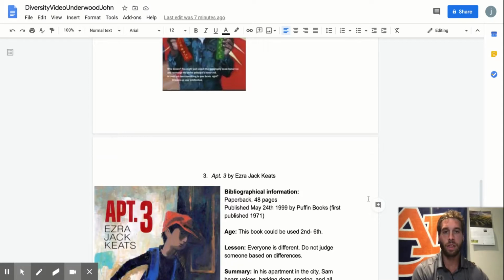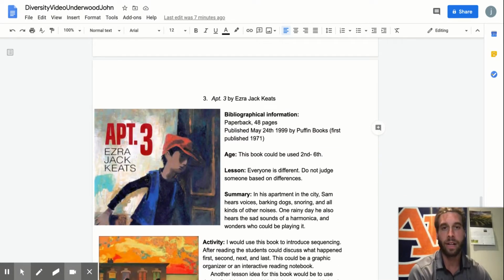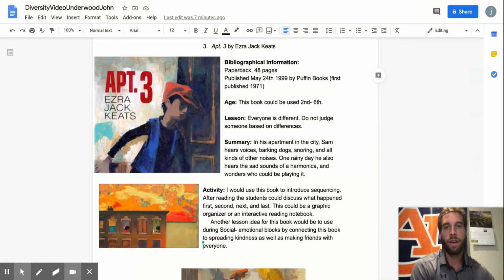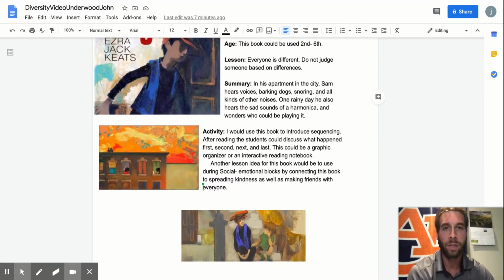And lastly, the third book I selected is Apartment Number 3 by Ezra Jack Keats. I would use this story for probably 2nd grade to 6th grade. And the lesson of this story is everyone is different. Do not judge someone based on their differences. And here's the summary. In his apartment in the city, Sam hears voices, barking dogs, snoring, and all kinds of other noises. One rainy day, he also hears the sad sounds of a harmonica, and wonders who could be playing it.